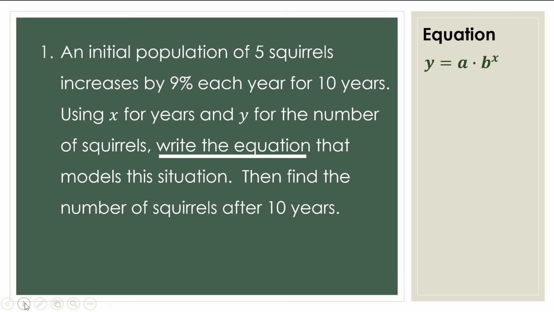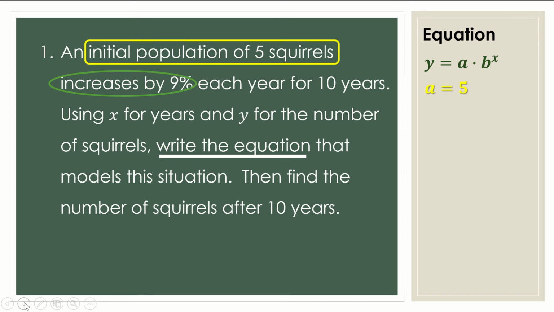The equation again is y equals a, the initial amount, times b, the growth or decay rate, raised to the x time. Initial population is 5 squirrels, so that is our a value, the starting amount. The second line reads that the population increases by 9%. So our growth rate is 9%, which is written as a decimal as 0.09. So we would add that to 1, giving us a growth rate of 1.09.